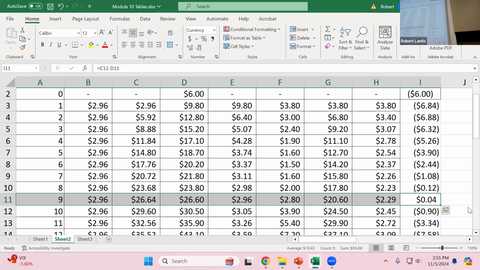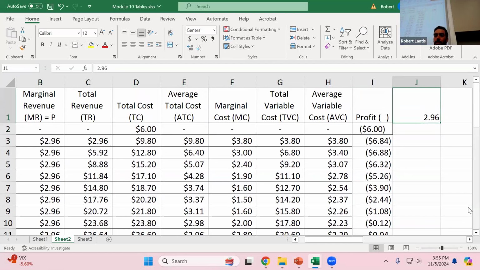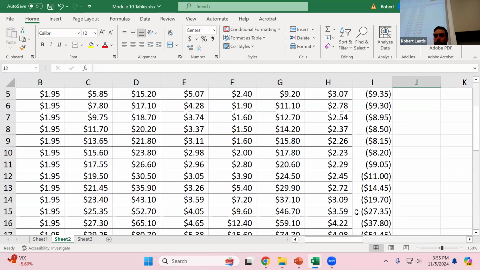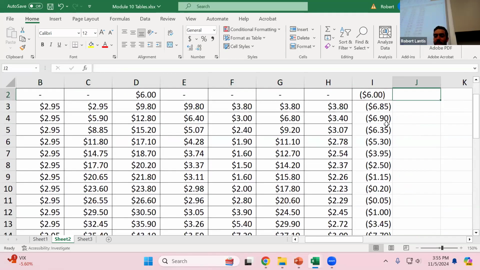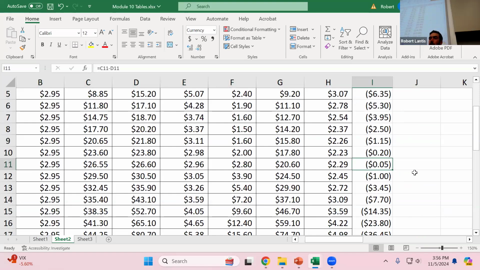If the price ever falls below that, even if it falls to $2.95. Oops, well, that would not help. There we go. $2.95. Notice, now the lowest profit is negative, right? That was my break-even price. If it ever falls below $2.96, now my profit's going to be negative.